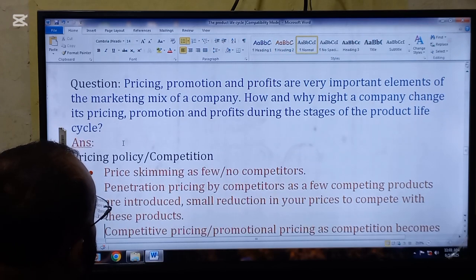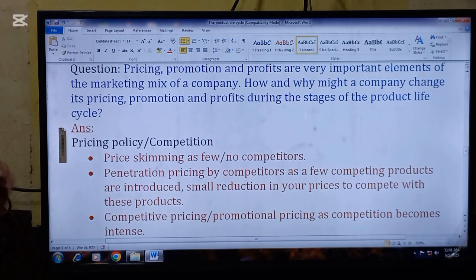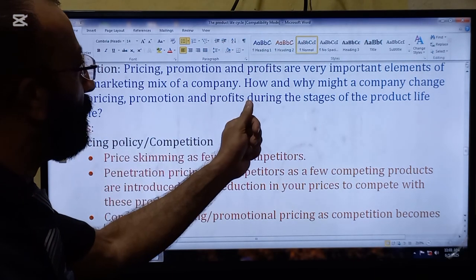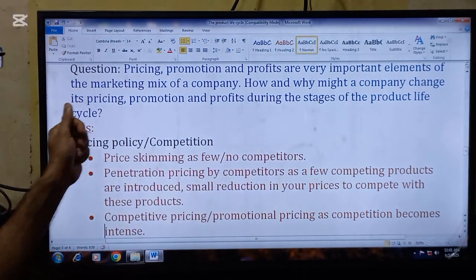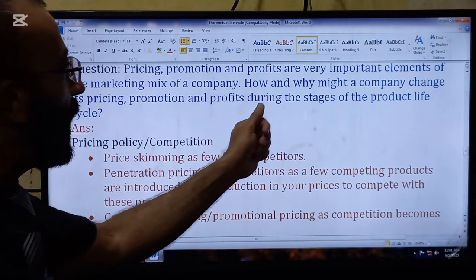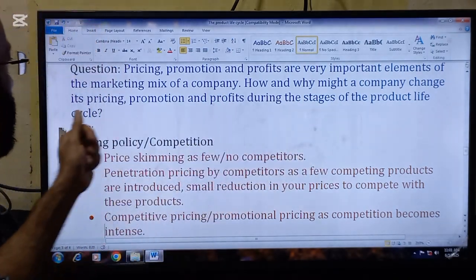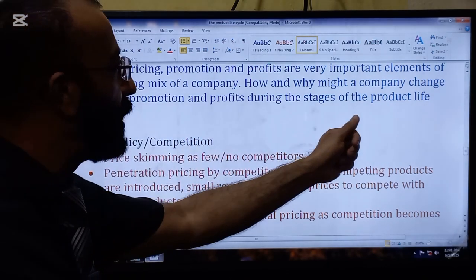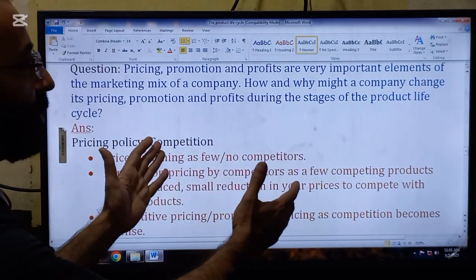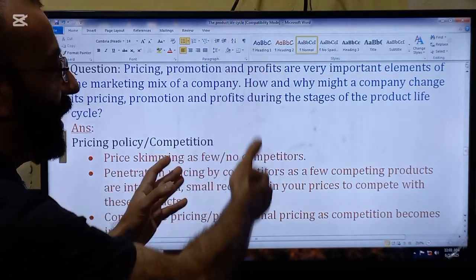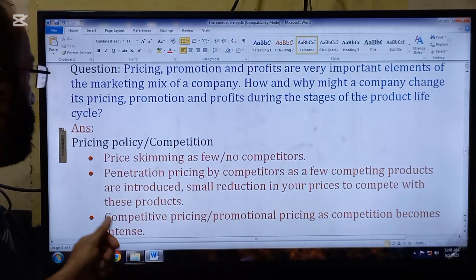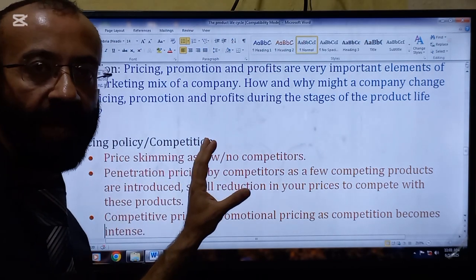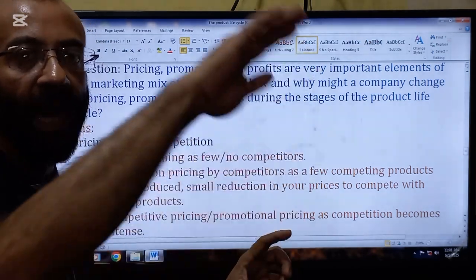And another question is here. This is a very important question which frequently comes into the paper. Pricing, promotion, and profits are very important elements of the marketing mix of a company. How and why might a company change its pricing, promotion, and profits during the stages of the product life cycle? So this is the question. Its answer we have read in the lecture. So look now. As far as pricing is concerned, why do people change the pricing of any product in the life cycle of the product?